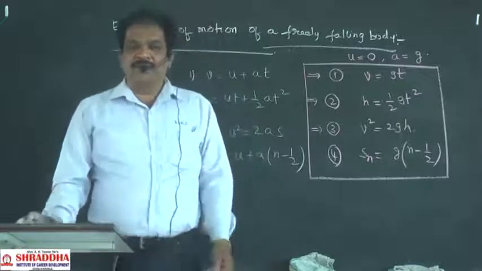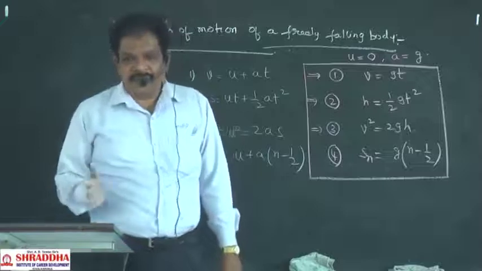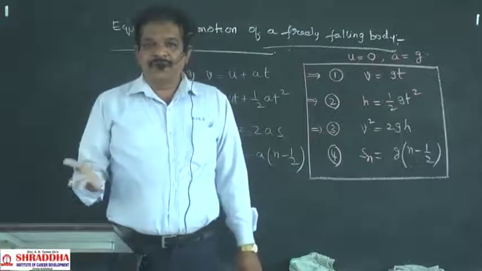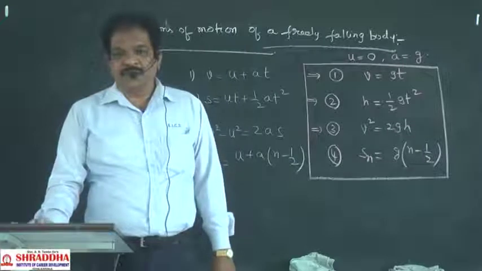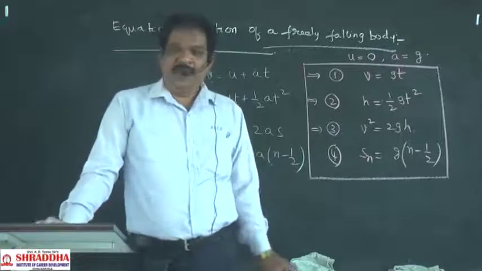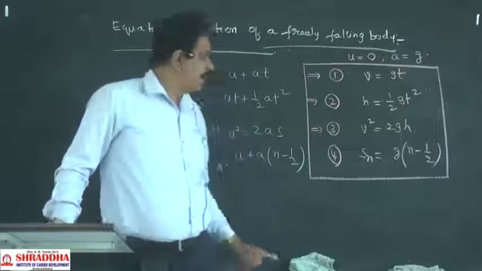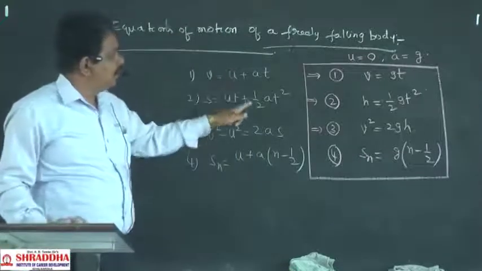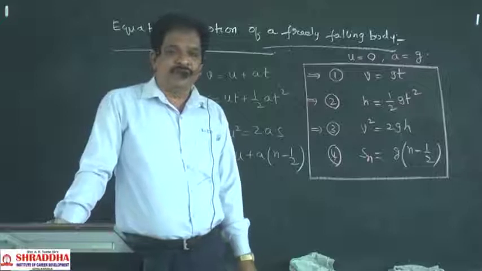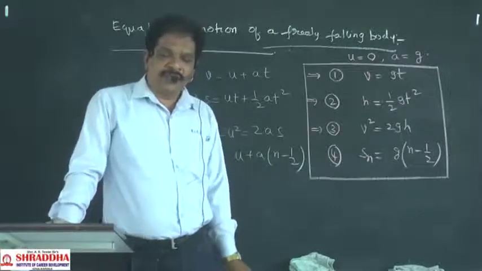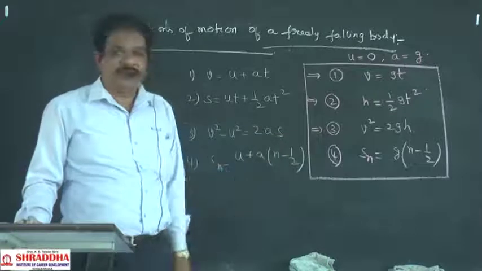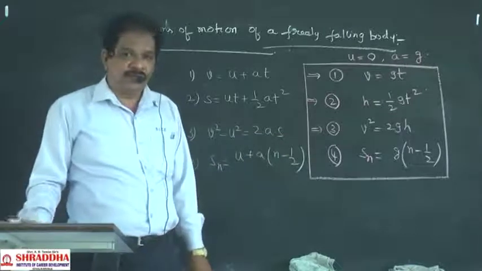Next, third one. A bullet loses 1 by nth of its velocity after traveling through a single plank. How many such planks are required to completely stop the bullet? n square by 2n minus 1, or n by 2 plus 1. Next, we discussed acceleration due to gravity. Next, the equations of motion of a freely falling body. Four equations of motion: v is equal to gt, h is equal to half gt square, v square is equal to 2gh, Sn is equal to g into n minus half.